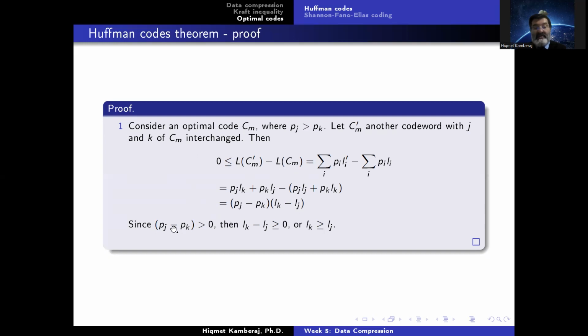Since p_j minus p_k is greater than 0, this implies that l_k minus l_j is greater than or equal to 0, because you wanted all these differences to be greater than or equal to 0. It means that l_k is greater than or equal to l_j, and this is what we wanted to show.